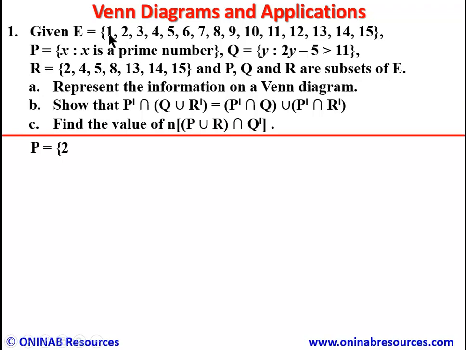So we go: 2 is a prime number, 3 is a prime number, 5 is a prime number, 7 is a prime number, 11 is a prime number, and 13. These are the elements that make up set P. Now we go to Q.